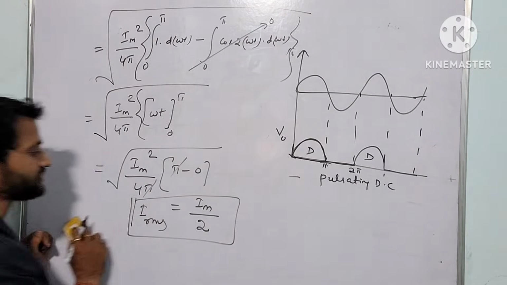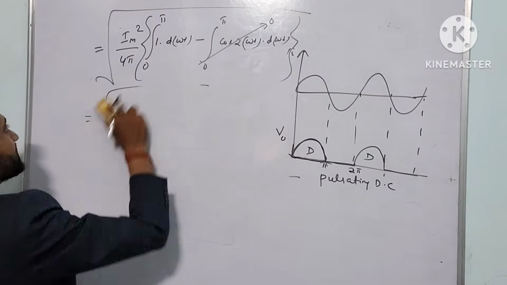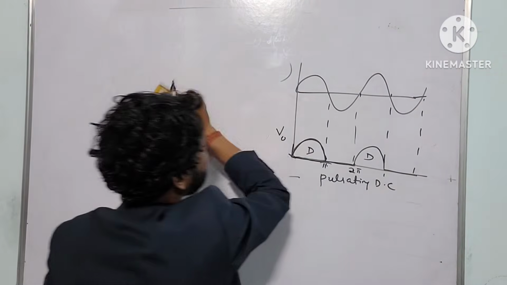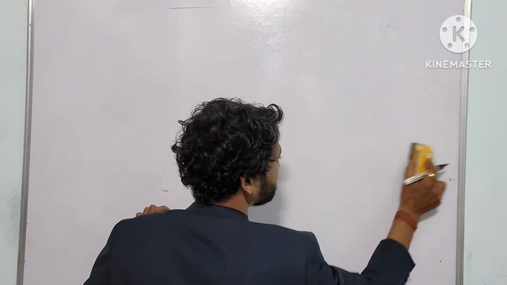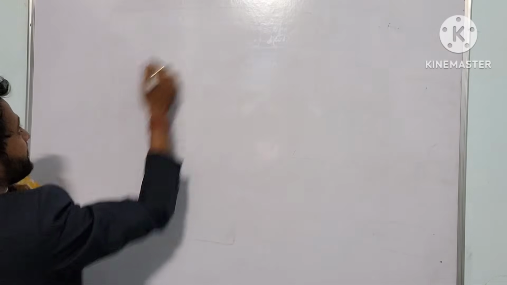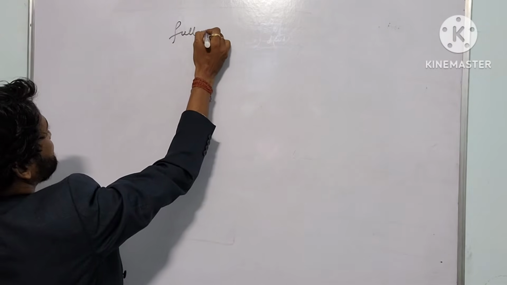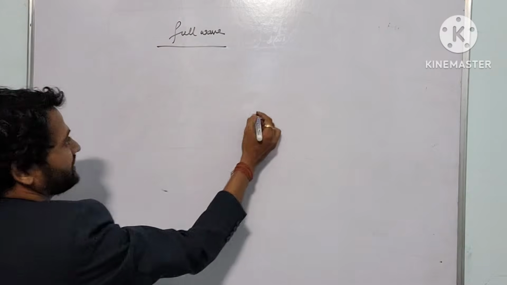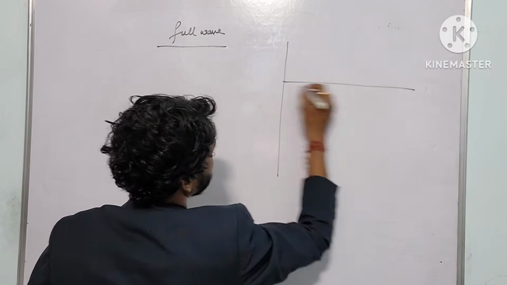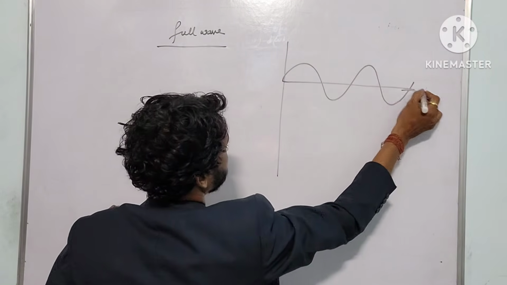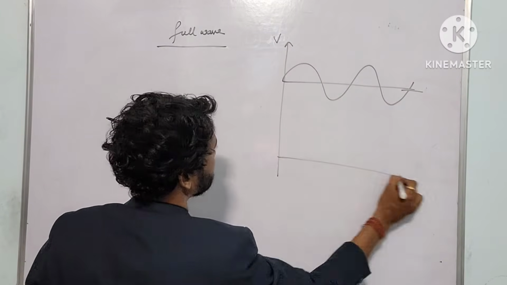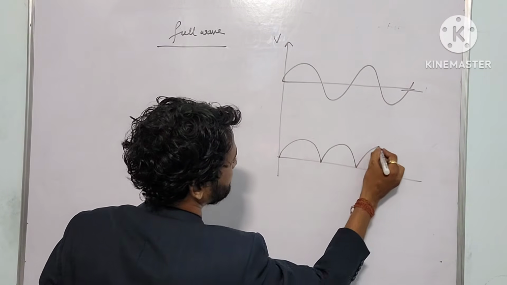It is clear? Okay. So next, in case of full wave rectifier, what is the value of IDC? See, in case of full wave rectifier, this is our input and this is our output.